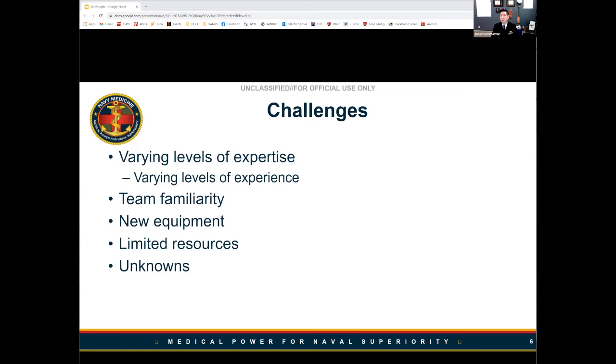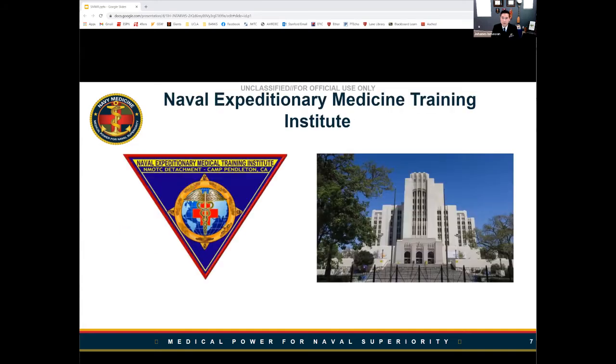And of course, the unknowns. Will I be operating in a ship, a commandeered building, the back of an ambulance, or even a fixed hospital like I was in at the NATO Role 3? These are all the things that we sort of have to train for.